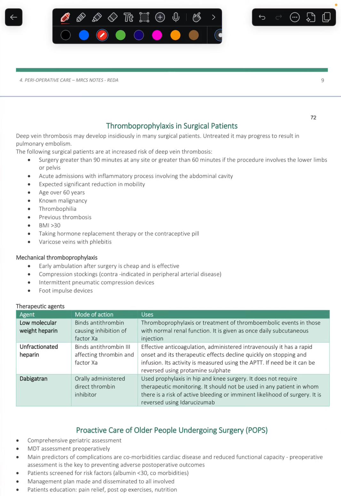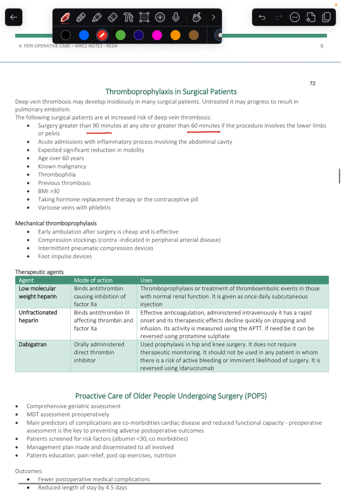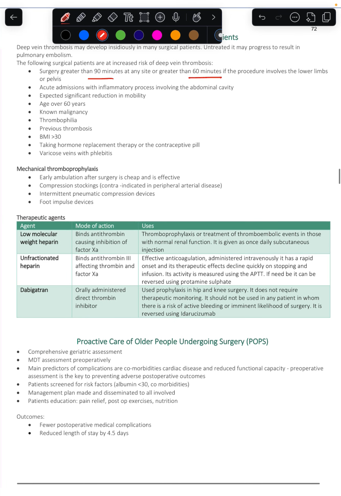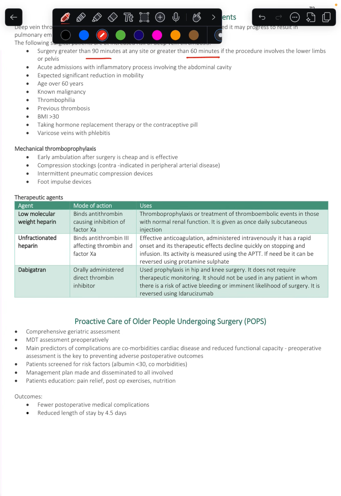Prophylaxis in the surgical patient: deep vein thrombosis may develop in surgical patients. The following surgical patients are at risk for developing DVT: surgery lasting more than 90 minutes at any site or 60 minutes at the lower extremity, acute admission with an inflammatory process in the abdominal cavity, expected reduction in mobility, age more than 60 years, known malignancy, thrombophilia, previous thrombosis, BMI more than 30, taking hormone replacement therapy or oral contraceptive pills, varicose veins, and phlebitis. Early ambulation after surgery is a cheap and effective method.